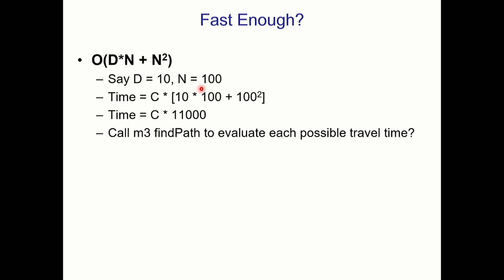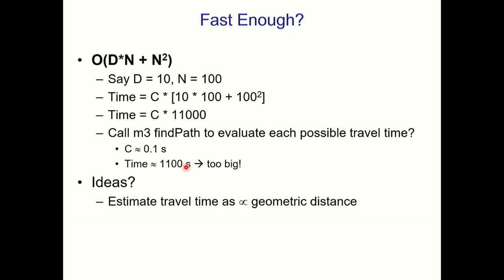So if you call M3 find path to evaluate each possible travel time, again, let's say it's 100 milliseconds, this is going to take us 1100 seconds, right? Which is too long for our case. We are required to find a solution within 50 seconds. Okay, so as your friend said here, we can estimate the travel time by the geometric distance.